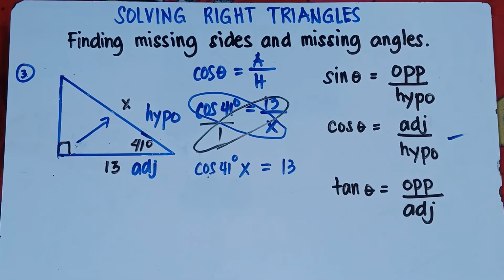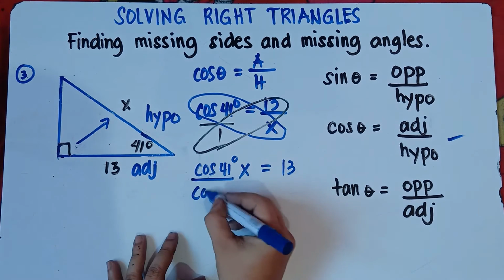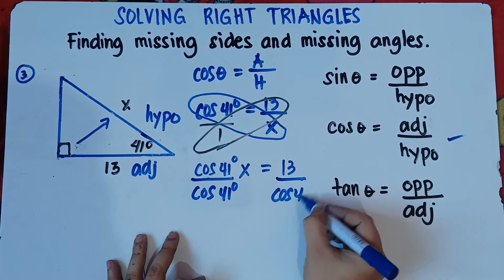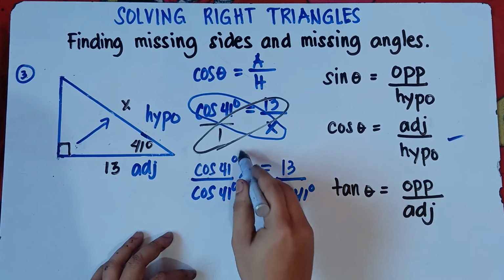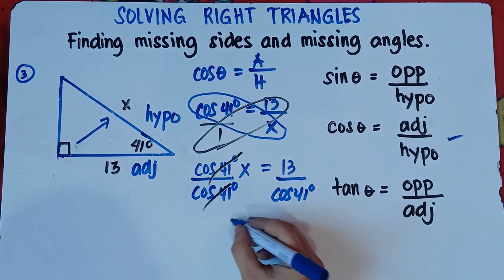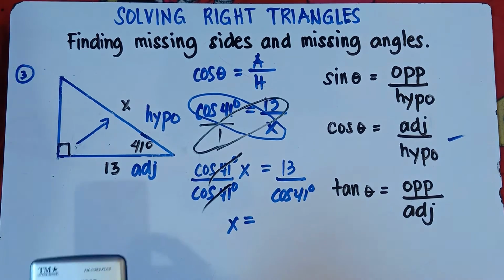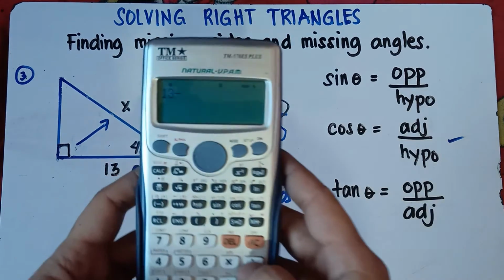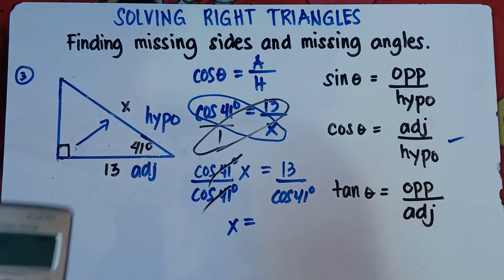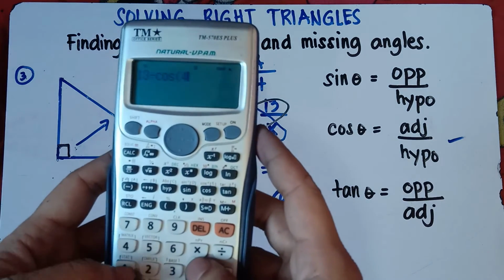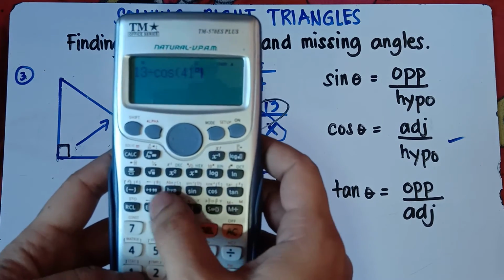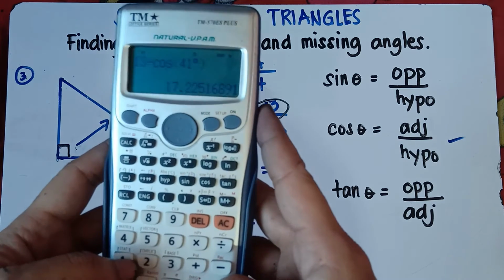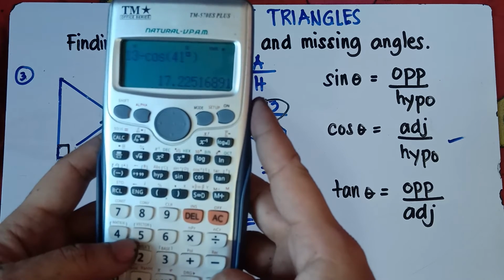So to get the value of x, you divide both sides by cosine 41 degrees so that we can cancel this out. So our x is equal to, we use the calculator: 13 divided by cosine 41 degrees, close parenthesis, and you will have the answer 17.225.